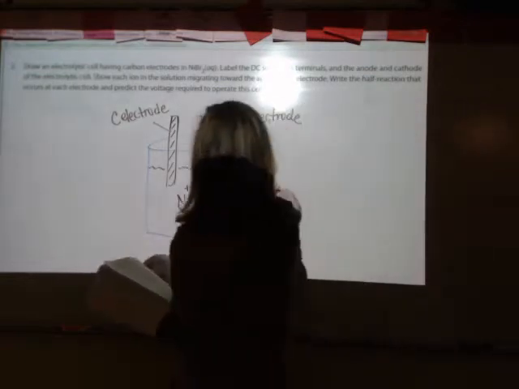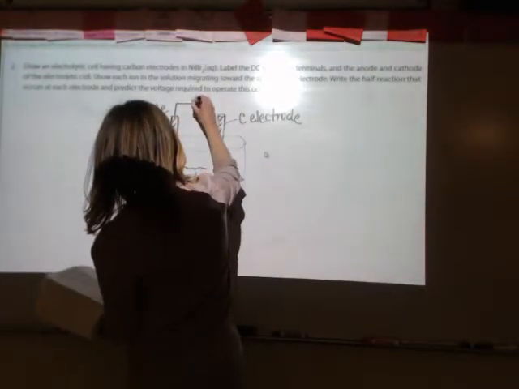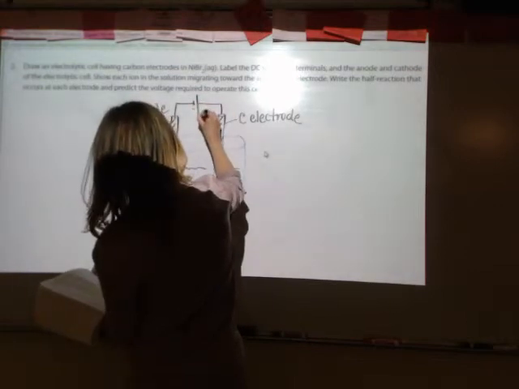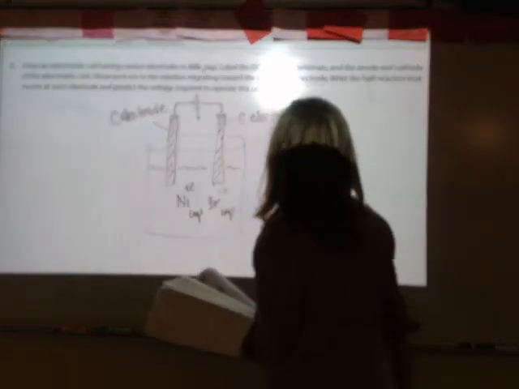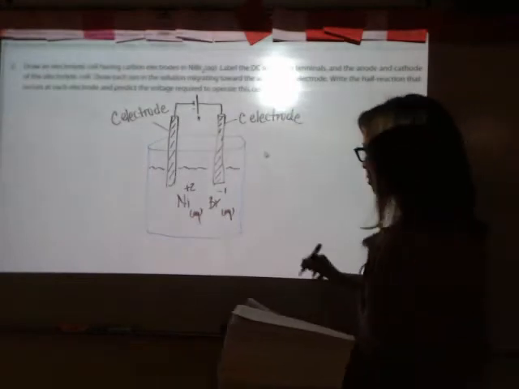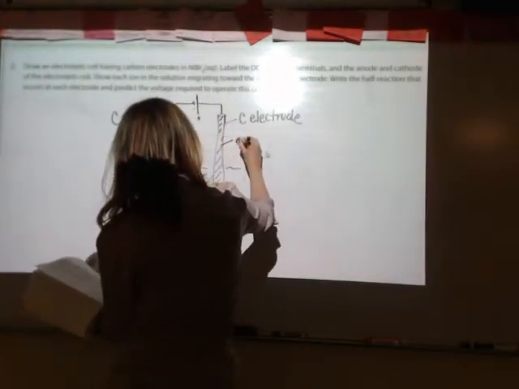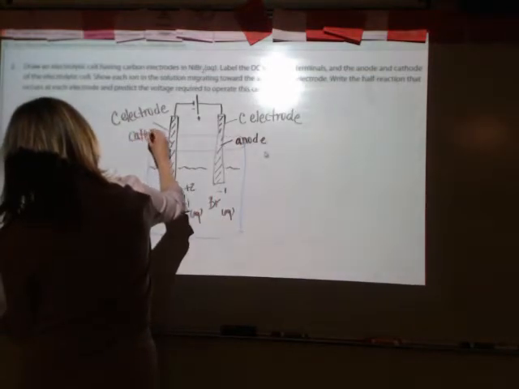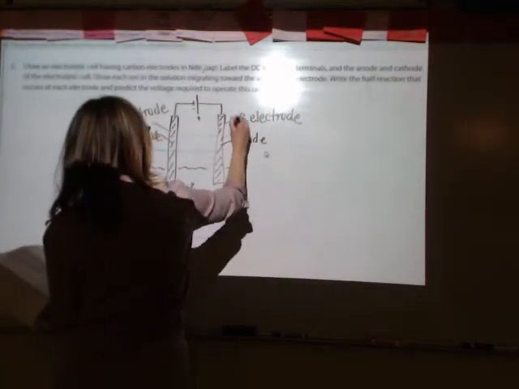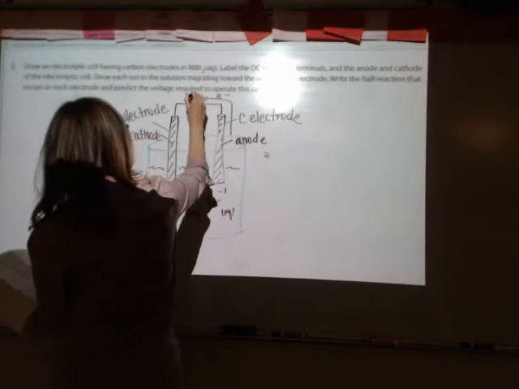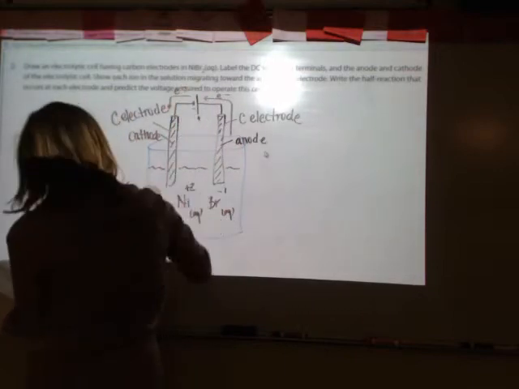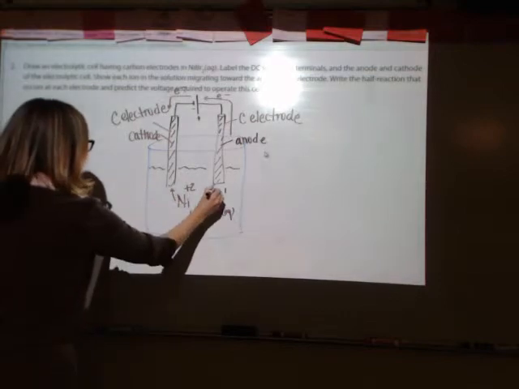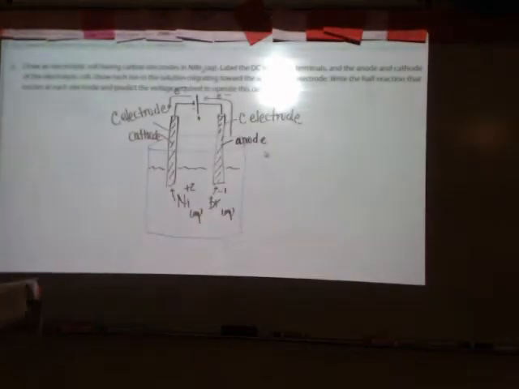And then you have a DC source, so remember that looks like this. And then has a negative and a positive. And then they want you to label the anode and the cathode. Anode, cathode. Electrons flow in this direction. And then your cations are going to be attracted to the cathode, and the anions are attracted to the anode.